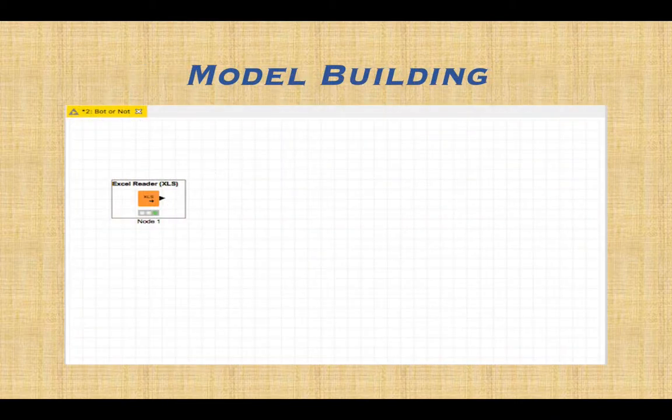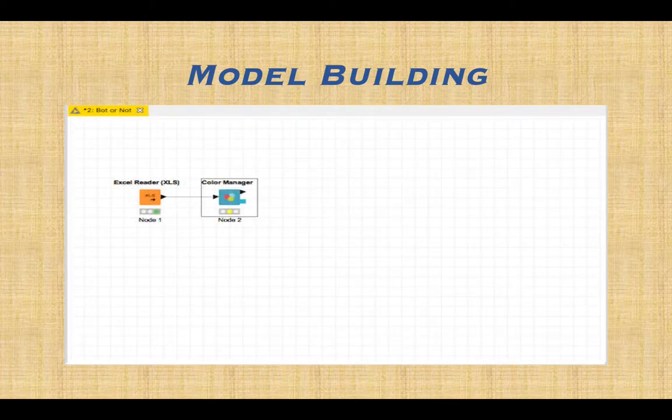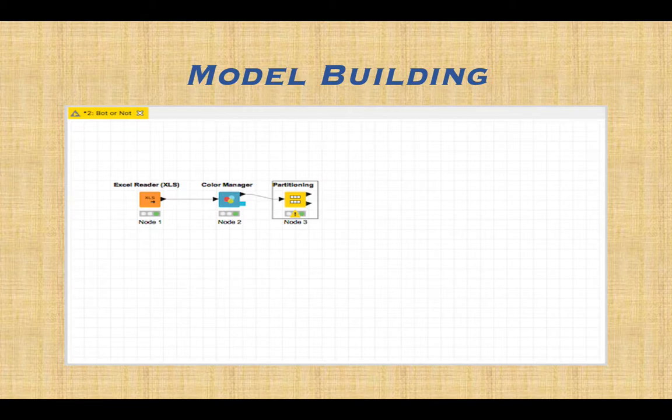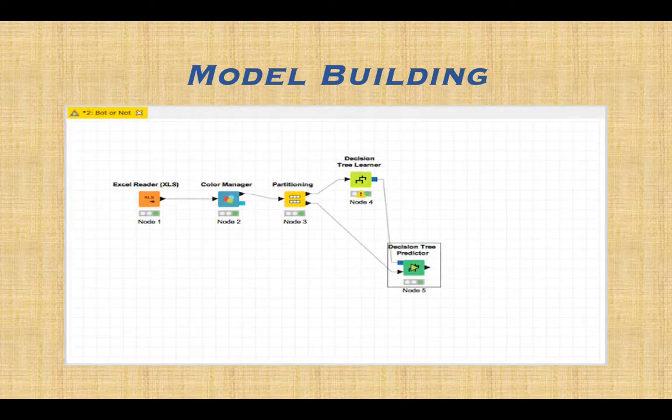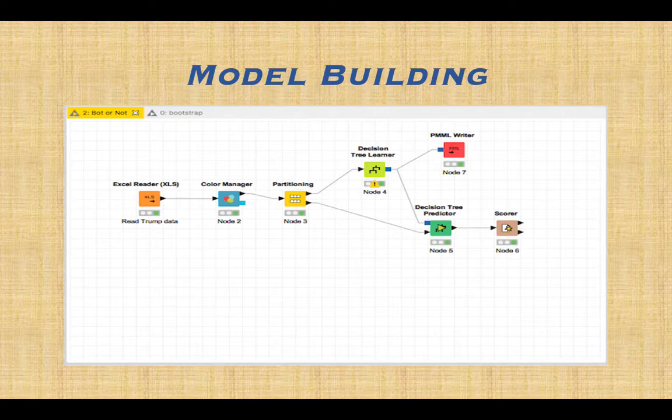And here's my model building procedure. First I added the Excel reader to read in the Trump Twitter data, and then I used a color manager, of course. And then I partitioned the data for 80% training data and 20% test data. Added a decision tree learner and a decision tree predictor. And then the rest of it, you can see I used a scorer, and then after my model was finished, I wrote the model with a PMML writer.